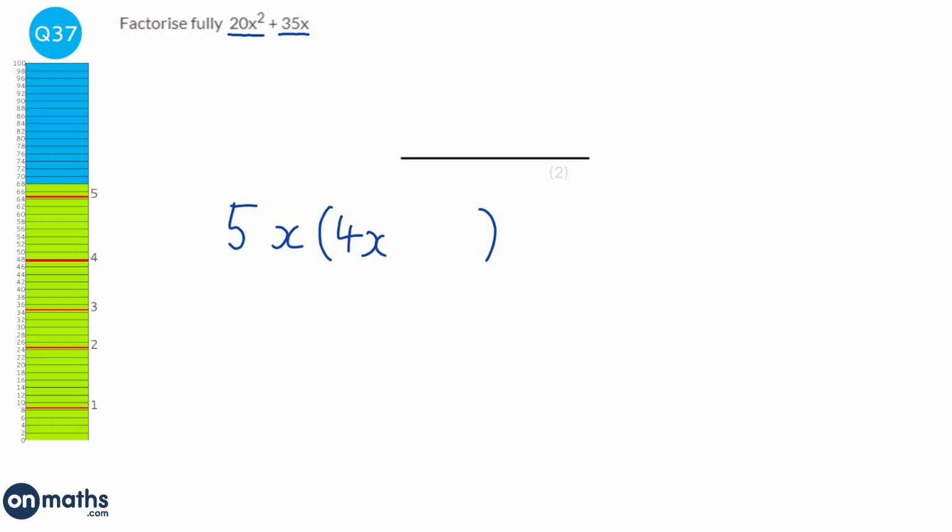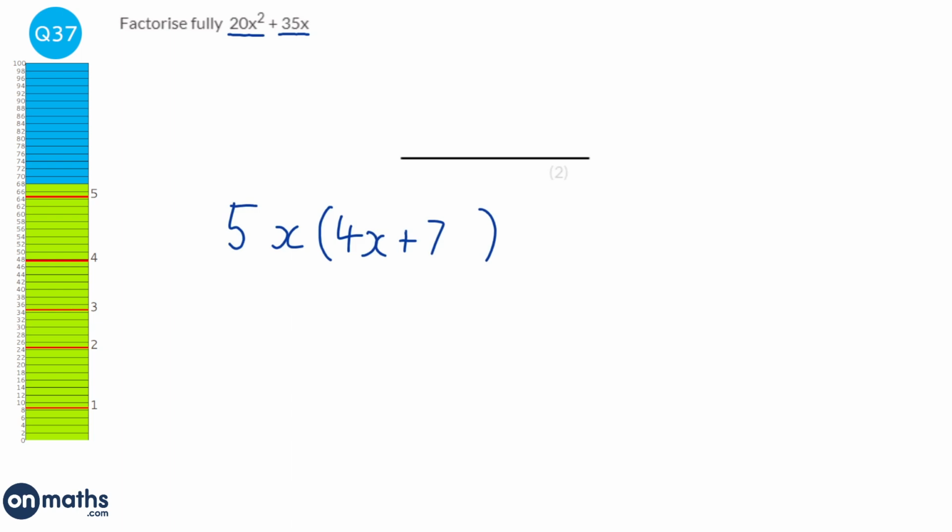Then to get the second term in the bracket, we ask ourselves, what times 5 is 35? Well, that's going to be 7. And what times x is x? Well, we don't need an x on the end of that. 5x times 7 is 35x.